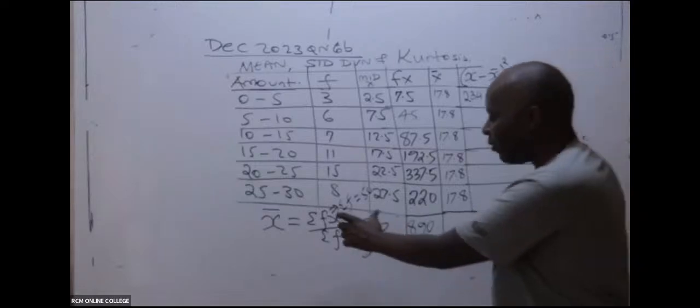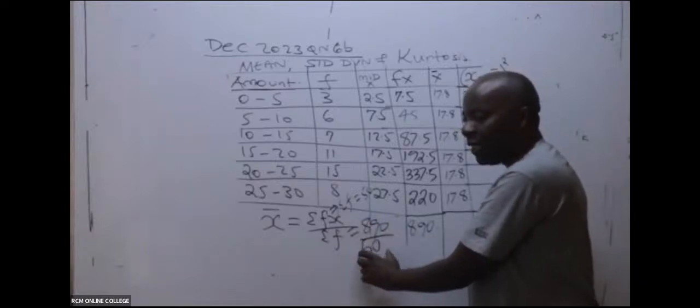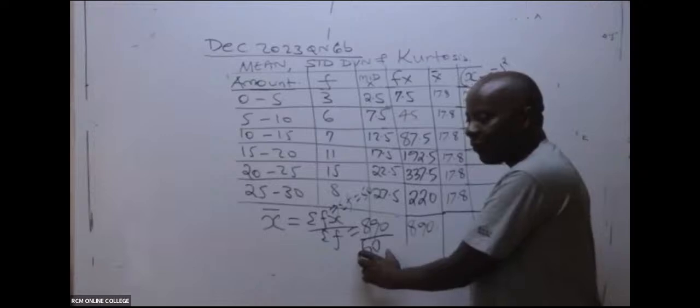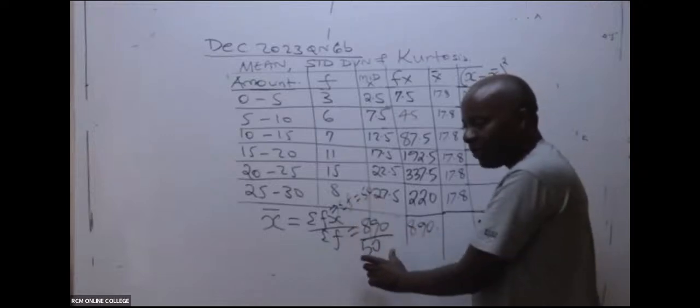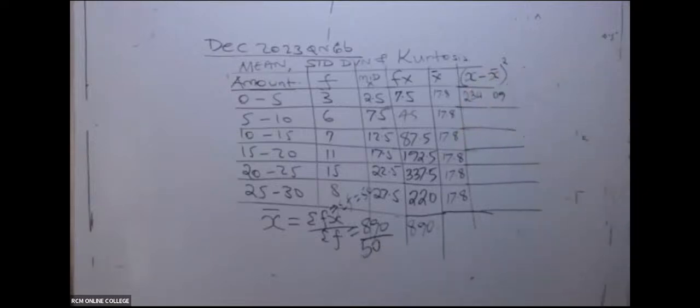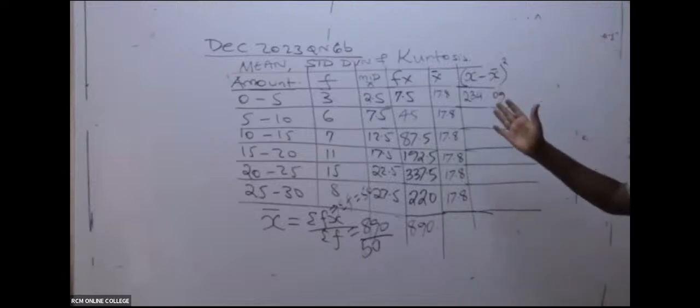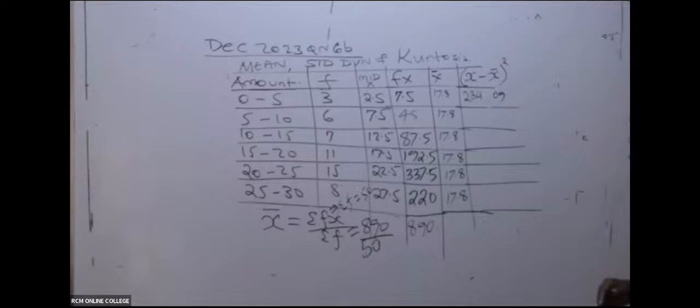Because remember, we said it's sum of fx over sum of f. Sum of fx is 890. Sum of f is 50. This 50 here, please remember. So then can you kindly give me the mean there? 890 divided by 50. Sorry for that. What are we getting here? Oh. So the students gave me the right answer for the mean.